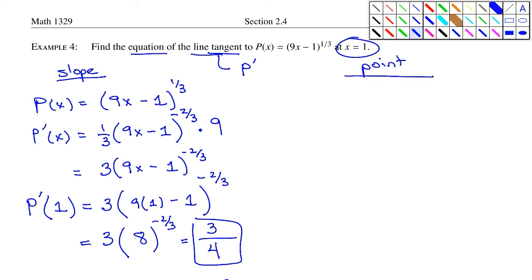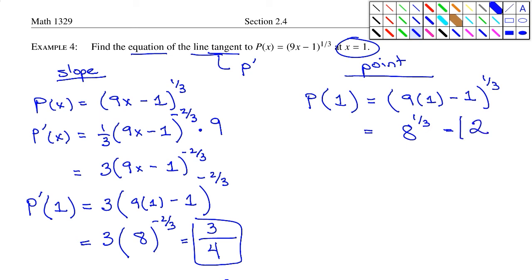To find the point, I evaluate the target number in the original function, p of 1. P of 1 would be 9 times 1 minus 1 to the 1/3 power. 9 times 1 minus 1 is 8. 8 to the 1/3 power is 2, because 1/3 is the cube root, and the cube root of 8 is 2. So this tells me that the point is 1, 2.